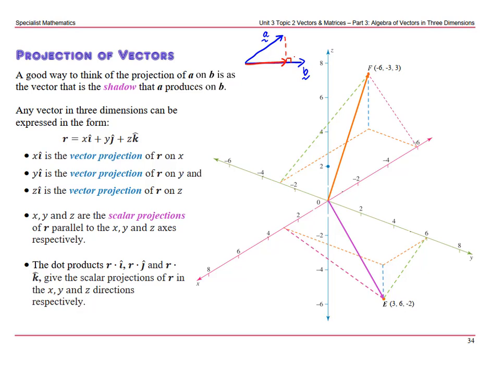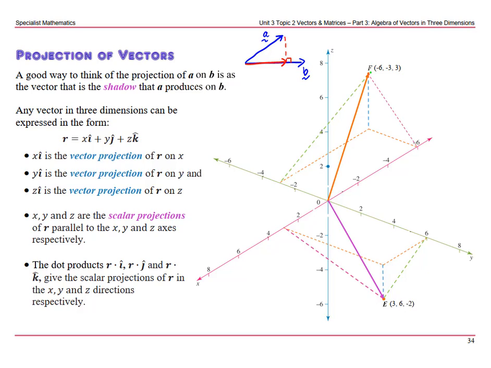So any vector in three dimensions can be expressed in the form of r equals xi plus yj plus zk, which we've already gone through. So that means xi is the vector projection of r on x, yj is the vector projection of r on y, and zk is the vector projection of r on z. So let's look at an example.